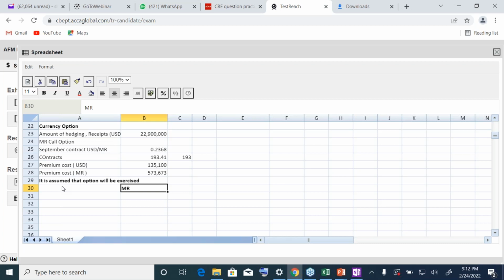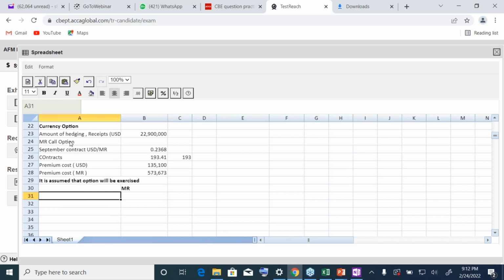There was one question, sir. Previously, why did you write 0.2368? 2368 is the exercise price. It's not the spot or something else. It's the strike price. That's why I've written strike price here. Okay.